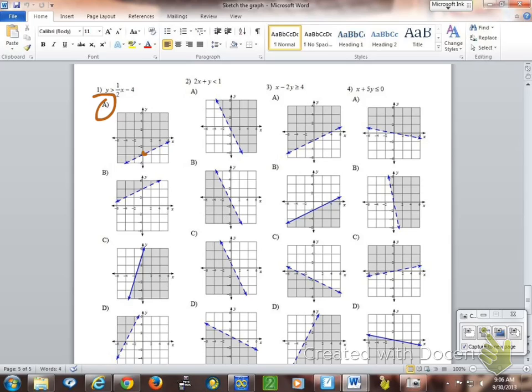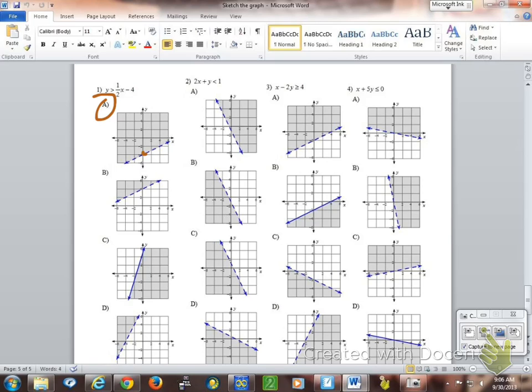But the other thing to notice here, why is the line dotted? Because it doesn't have an equal sign. No equal sign. And the slope is 1/2. And why is it shaded above? Because it's greater than. Y is greater. Excellent. Muy bien.